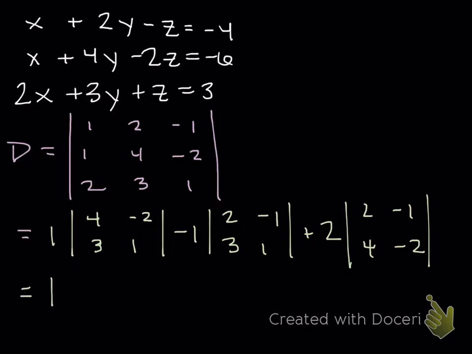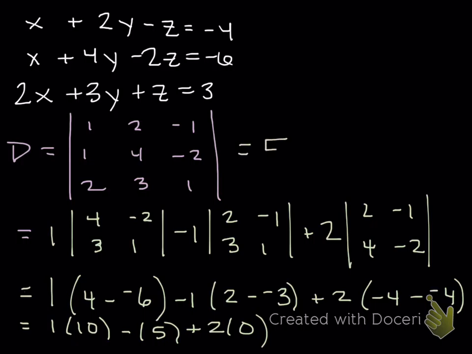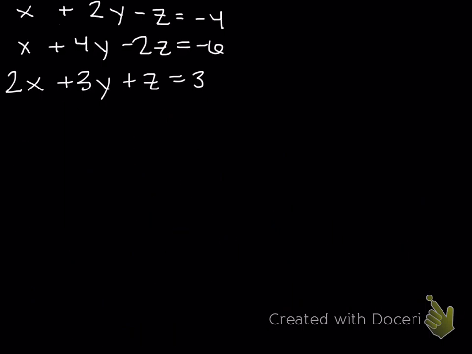So here we get 1 times the quantity of 4 minus the -6. It's very important you take your time here so you don't make mistakes with your signs. Minus 1 times the quantity of 2 minus a -3. Plus 2 times the quantity of -4 minus a -4. So I'll get 1 times 10 minus 5, and then plus 2 times 0. So 1 times 10 is 10, minus 5, the determinant equals 5. So we're one matrix down, we need to find a total of 3 more.